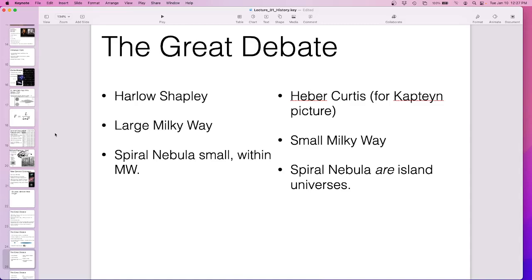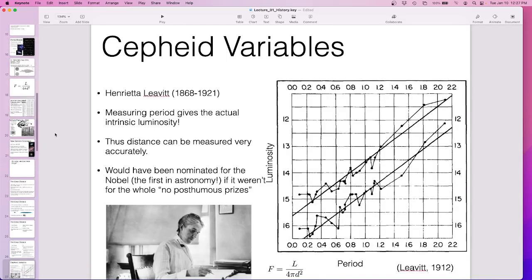Of their arguments. So Harlow Shapley was for a large Milky Way, and spiral nebulae are small inside the galaxy. That one's good. This part's not good. Herbert Curtis on the other side had a small Milky Way, not right. Spiral galaxies are outside of us. That is right. So neither of these guys were right. It wasn't until this woman came along that somebody could actually sort everybody out. This is Henrietta Leavitt, who was a computer in the early 1900s.